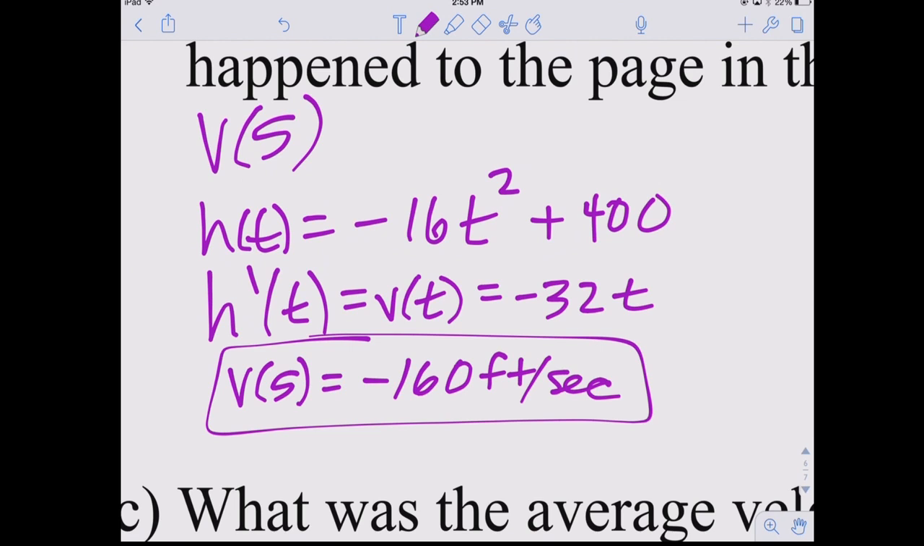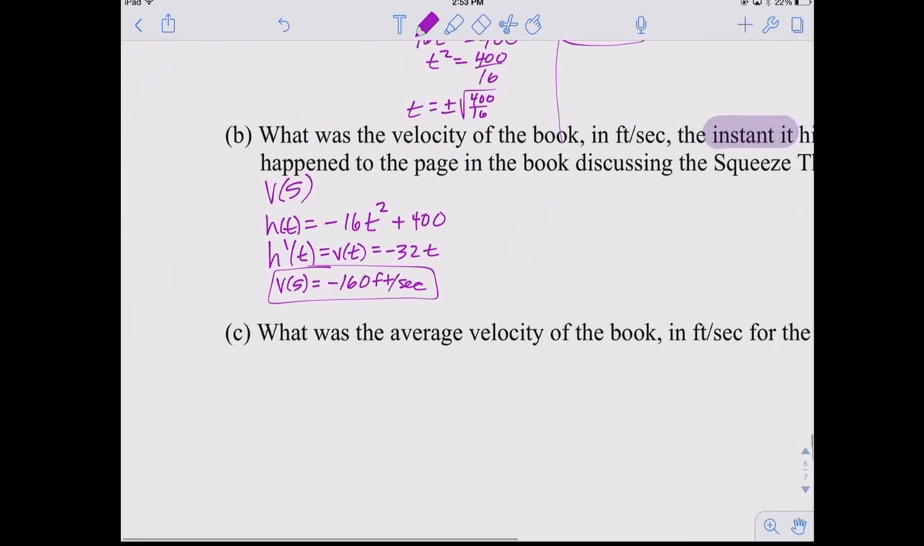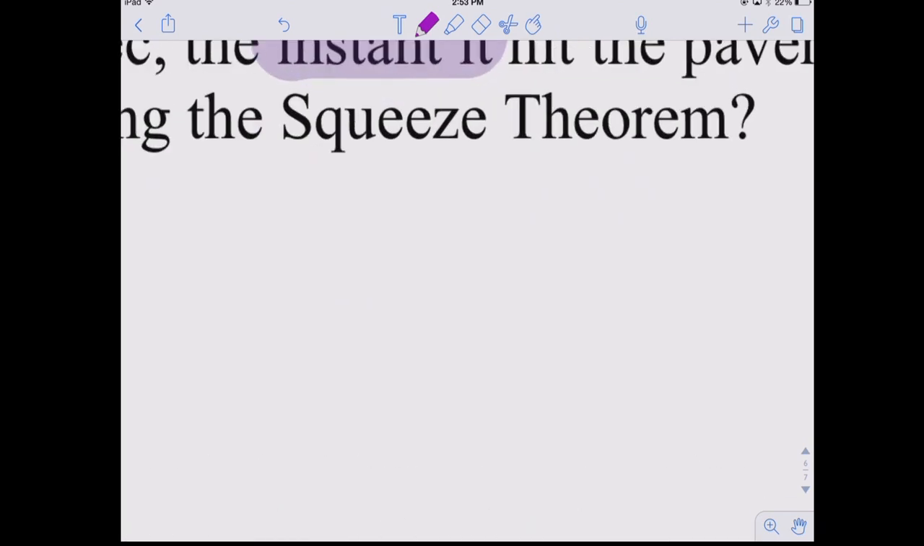Ouch, right? That's hitting pretty hard. Follow up. At this velocity, what happened to the page in the book that discussed the squeeze theorem?